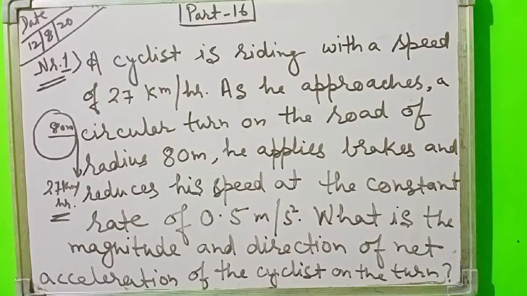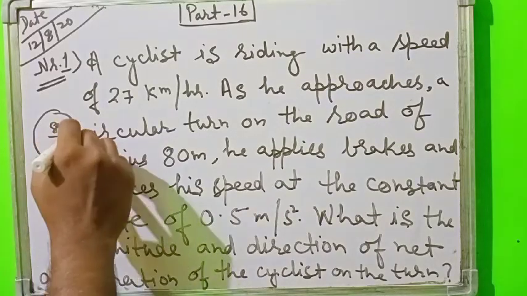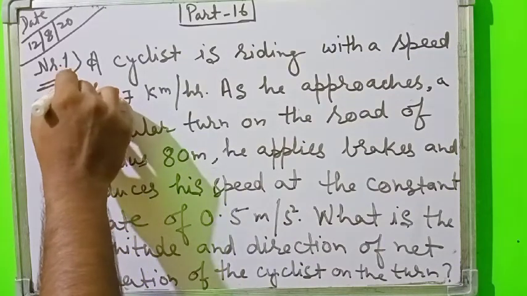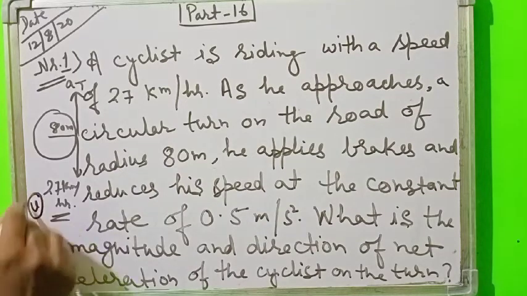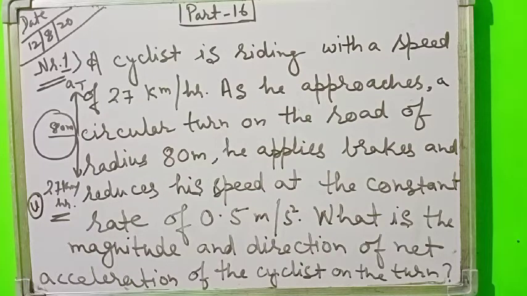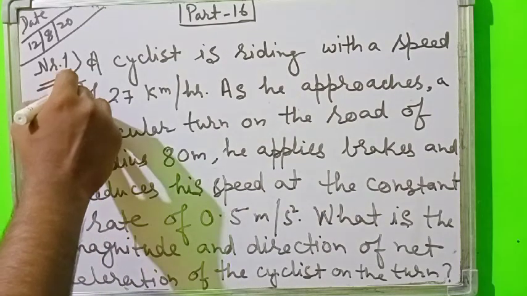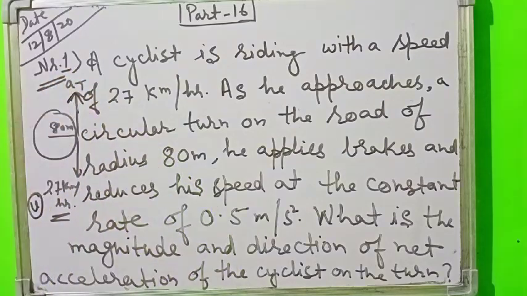he applies a brake and reduces his speed at a constant rate of 0.5 meter per second square. So he applies a brake, which means retardation. If the cyclist applies the brake, then the speed is going to be reduced, and it means that the acceleration is acting opposite to the speed. If acceleration is opposite to the speed, then it is the case of retardation or negative acceleration.